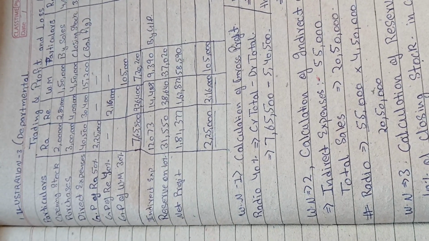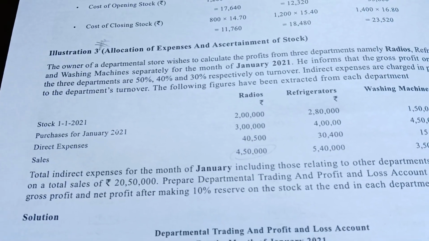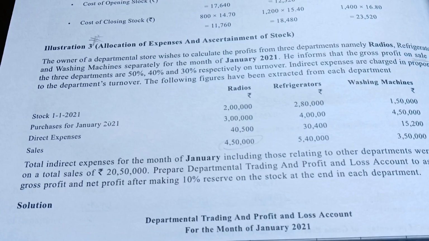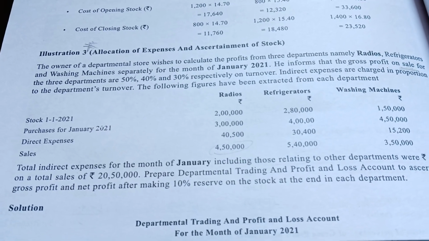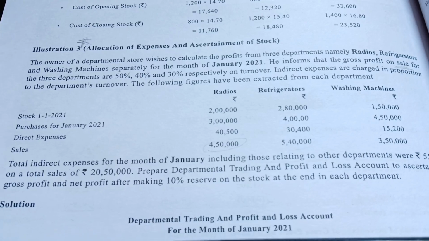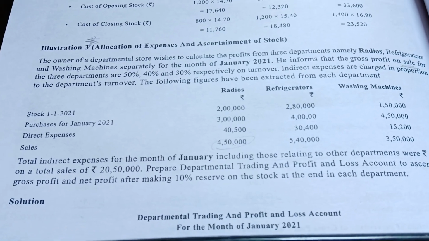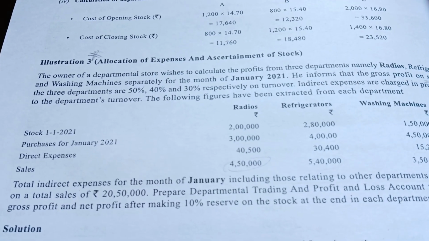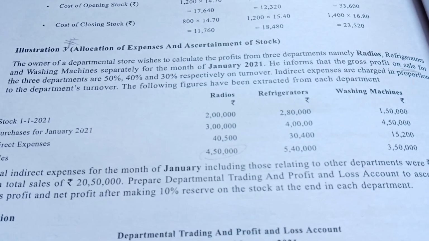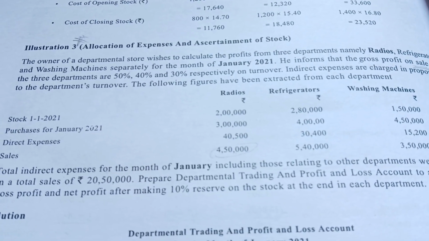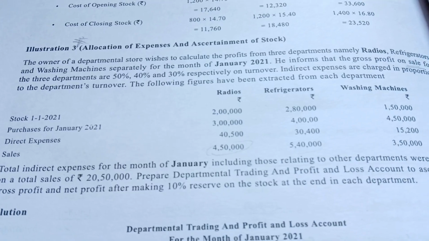Here we have a question which says: the owner of a departmental store wishes to calculate the profit from 3 departments, namely radio, refrigerator and washing machine, separately for the month of January 2021. He informed that the gross profit on sales from the 3 departments are 50%, 40%, 30% respectively on turnover.